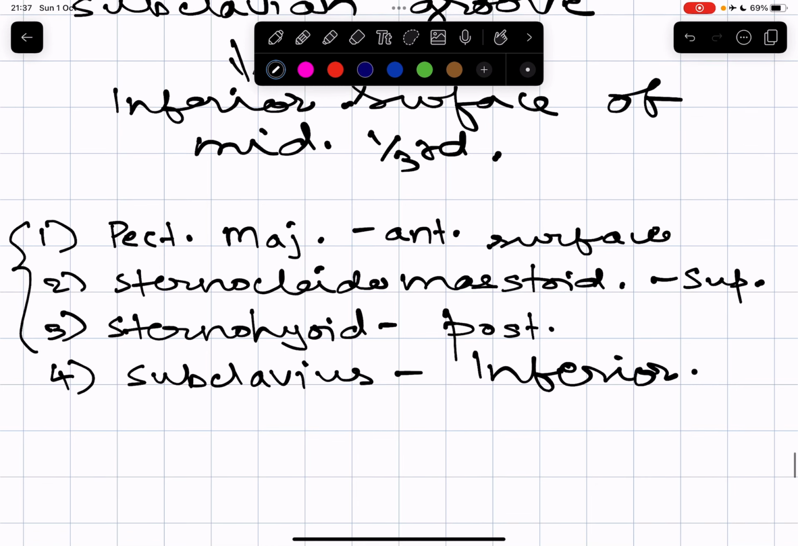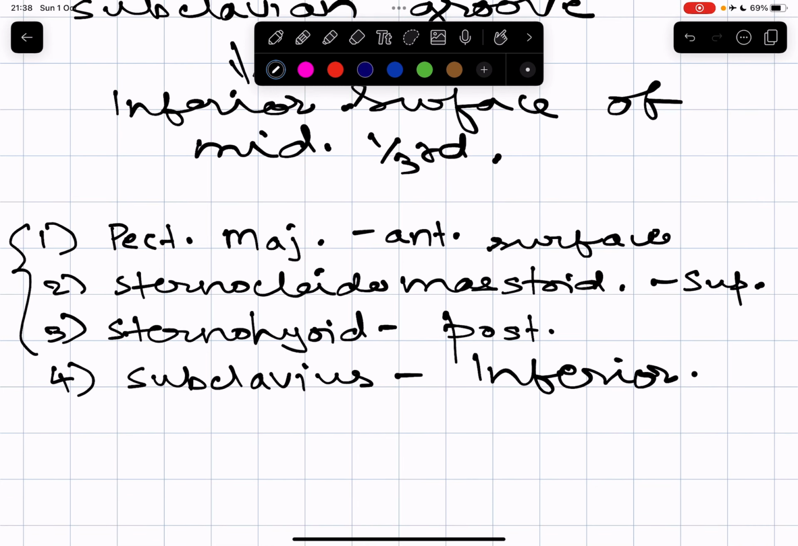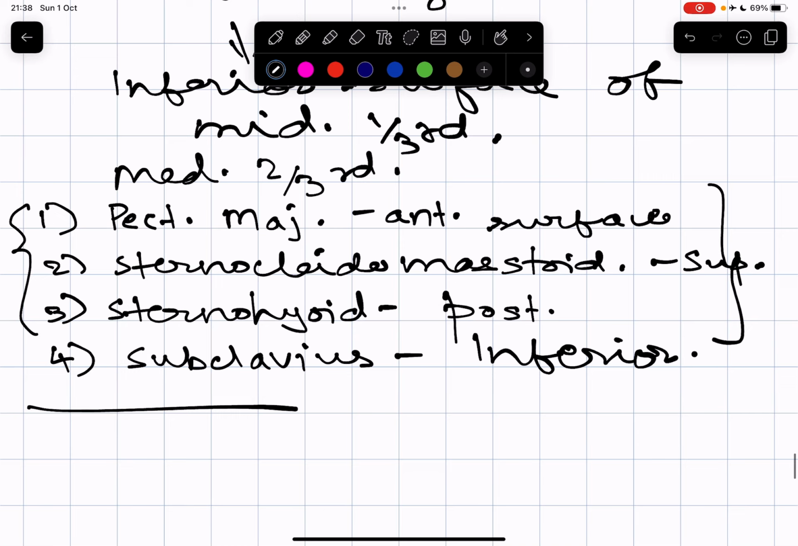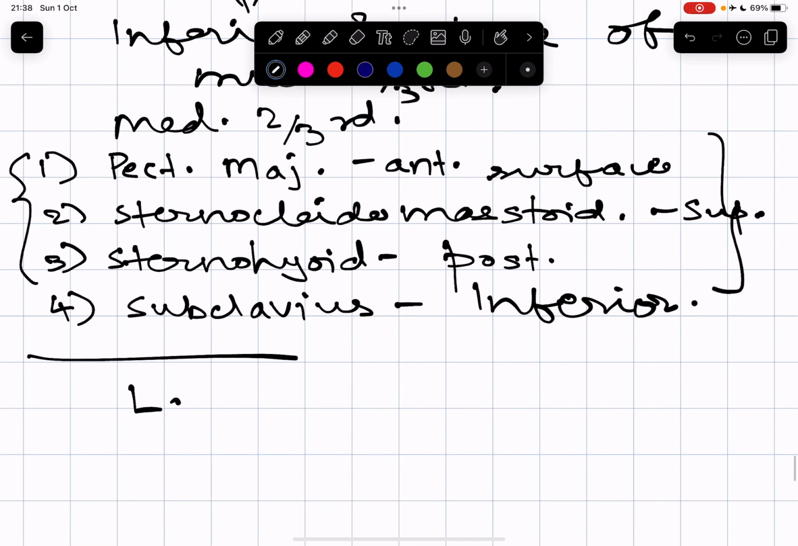So these many muscles are actually coming from the medial two-third of the shaft. Okay, so these many muscles from the medial two-third of the shaft, not the entire medial two-third. You should remember how much of the medial two-third and which surface of the medial two-third. From the lateral one-third, we have two muscles.